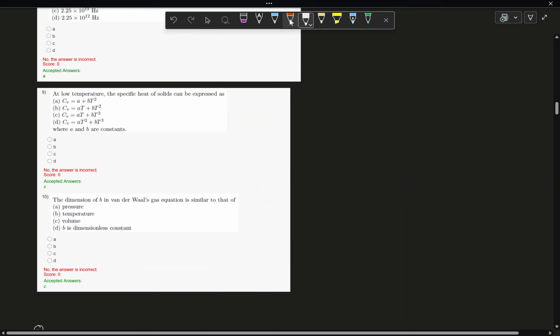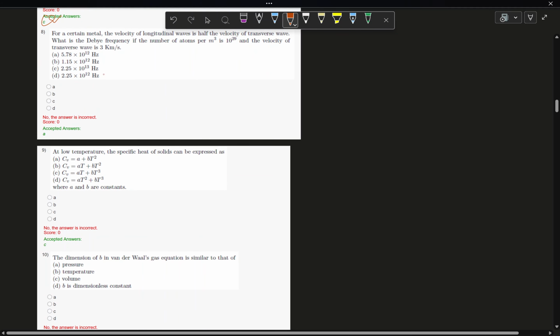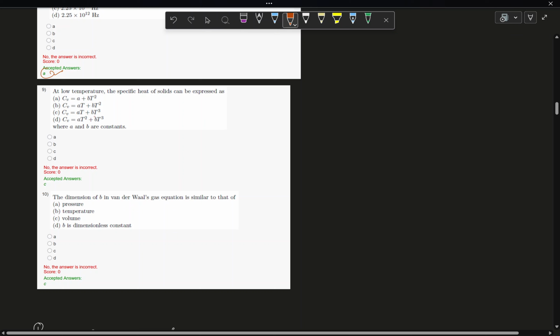So the answer is like 5.78 into 10 to the power 12. So this is option number A. So this is right. Then question number 9 is about, at low temperature the specific heat of solids can be expressed as which one of these options.